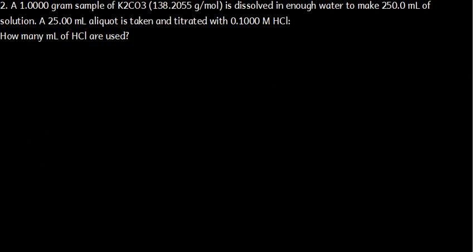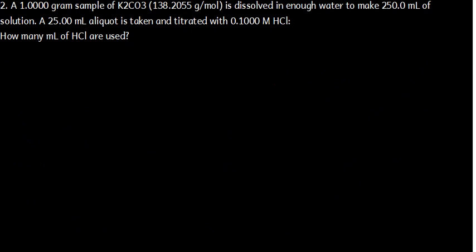Secondly, we've been given a question. A 1 gram sample of potassium carbonate, with that molar mass, is dissolved in enough water to make 250 milliliters of solution, and then from that we get a 25 milliliter aliquot. That is just a portion, and then we titrate it with 0.1 molar hydrochloric acid. Now I want to find how many milliliters of hydrochloric acid we used.